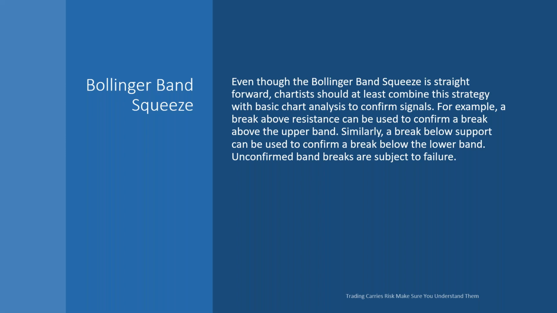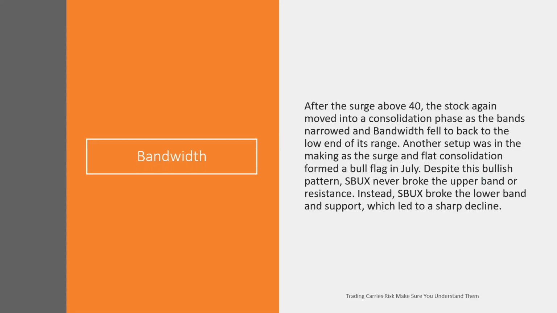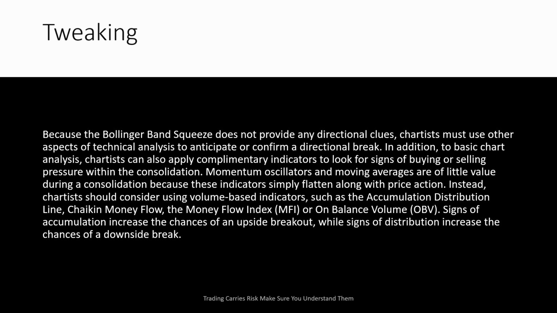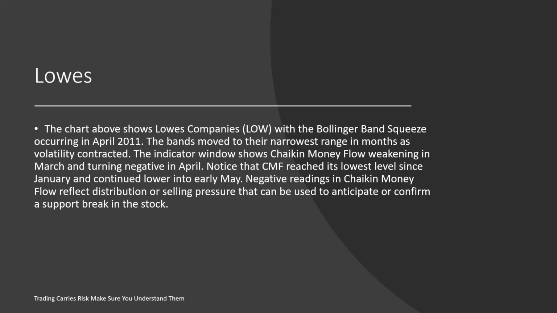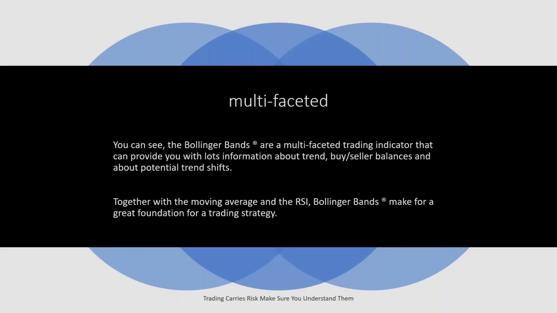So even though the Bollinger Band squeeze is straightforward, traders should at least combine the strategy with basic chart analysis to confirm signals. For example, a break above resistance can be used to confirm a break above the upper band. Similarly, a break below support can be used to confirm a break below the lower band. Unconfirmed band breaks are subject to failure. Now, because the Bollinger Band squeeze does not provide any directional clues, traders must use other aspects of technical analysis. So that's why we looked at combining Bollinger Bands with the other indicators.